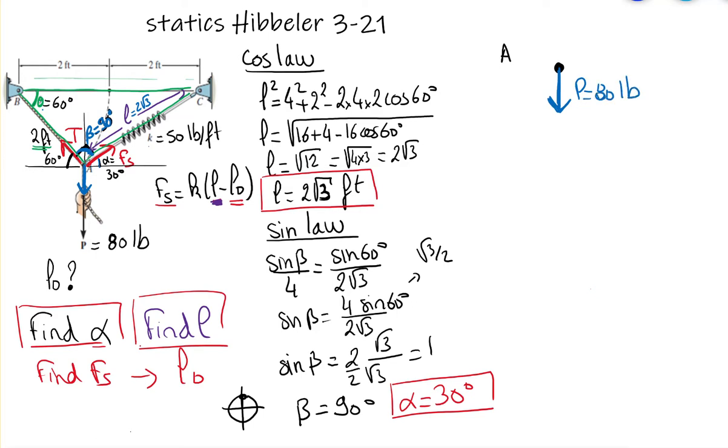Okay, we have the force Fs, the force of the spring, and T, and we know the angles. Let me do it a little bit better. T, and we can draw all the angles we have. We have 30 degrees, we have 60 degrees, but most important, we have a 90 degree there. So now, what do you think?